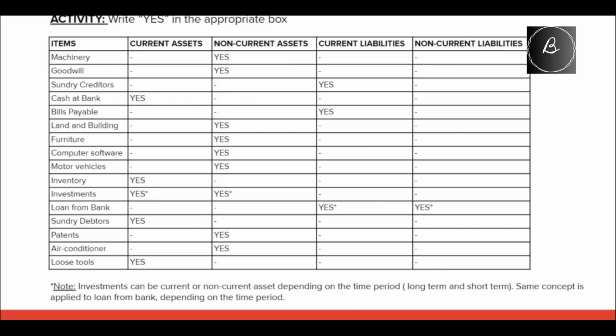Patents, just like goodwill, will fall under your non-current assets. Air conditioner will fall under non-current assets just like every other fixed asset. Loose tools will fall under your inventory and so under current assets.